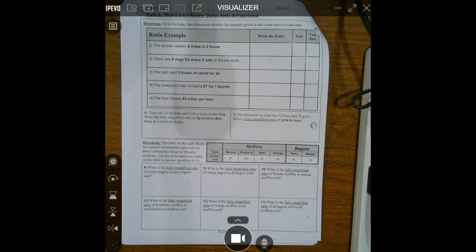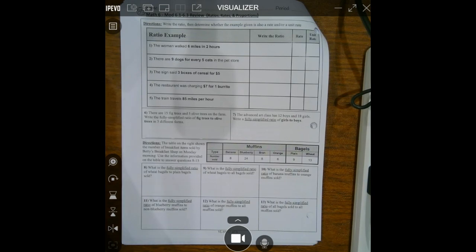Okay, now remember, at any point in time, you're always welcome to pause the video, give it a try, and then unpause it and come back and join us, or fast forward or rewind the video. Okay, let's go ahead and take a look at this first section.